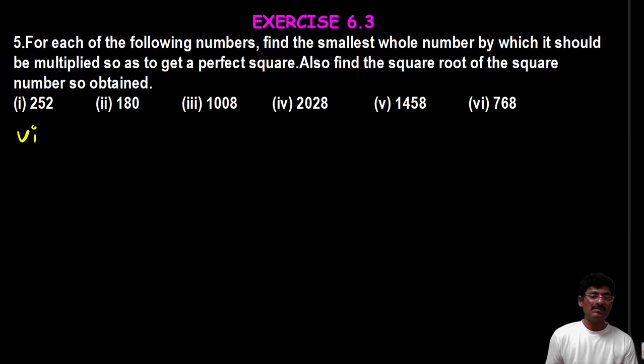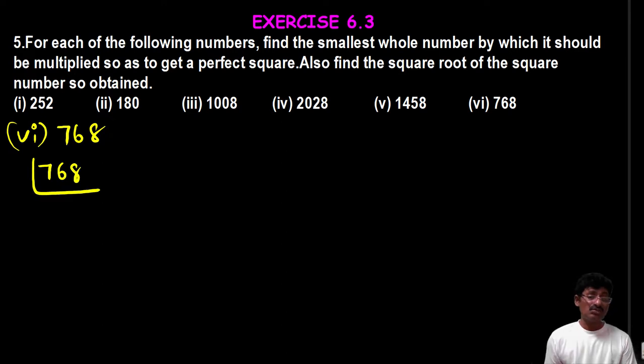So sixth problem, that is 768. Now let us factorize this one. So start with 2. 2 times 3 is 6, 1 will be there, 16. 2 times 8 is 16. Then 2 times 4. Then again start with 2. 2 times 1, 18 will be there. 2 times 9. So 2 times 2.